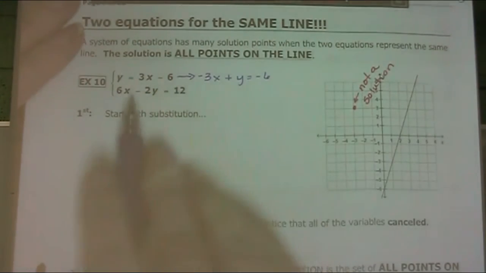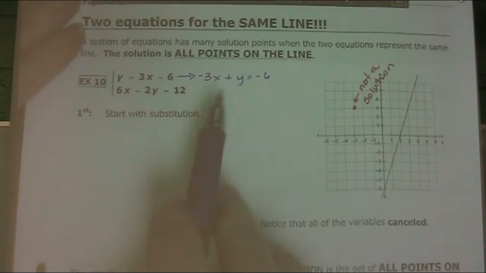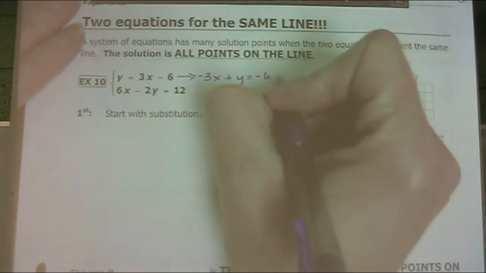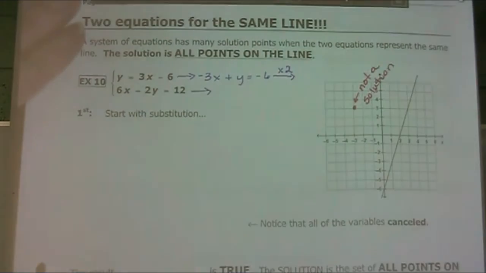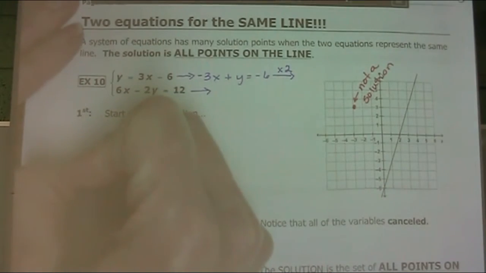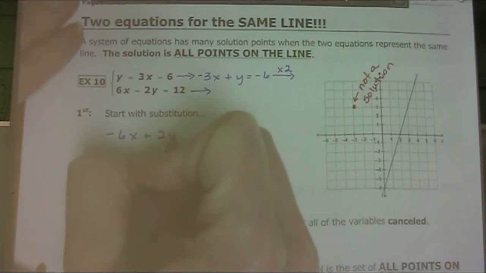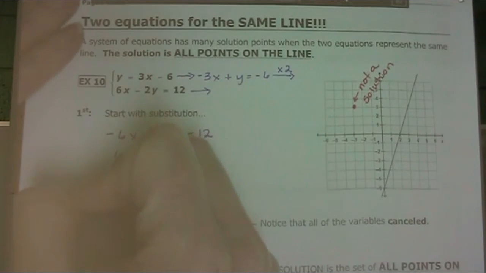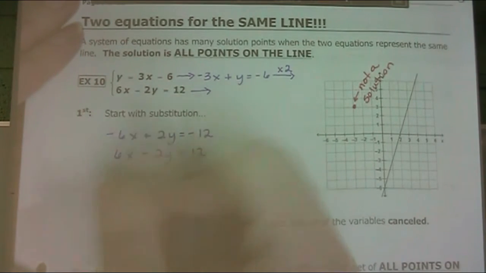And now I'm looking for a way to create an elimination between these two equations, which still do not look alike. All right? And what I would do is to eliminate x, I might multiply the top equation by 2. So I'll draw an arrow, multiply the top one by 2, and we'll leave the second one alone. So with the top one, I have negative 6x plus 2y equals negative 12. And the bottom one stays the same. 6x minus 2y equals positive 12.